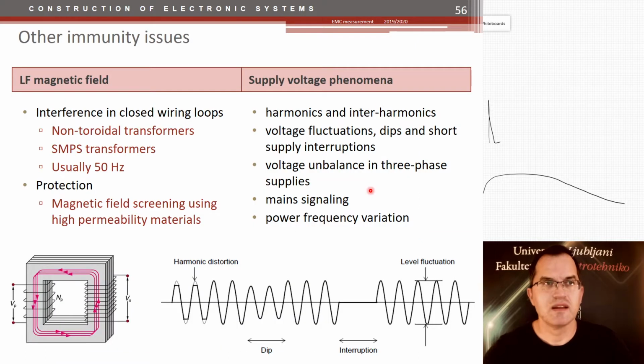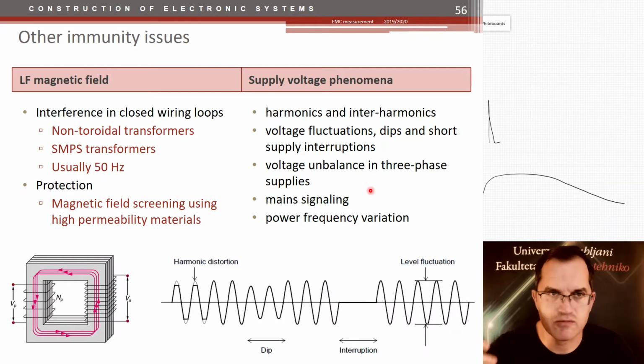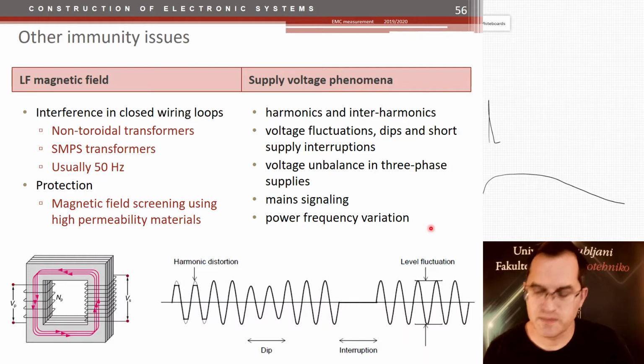And finally, other immunity issues are also measured. I'm just showing them here. For low frequency magnetic fields, special coils are used, and different supply voltage phenomena can be tested as well. And for that, we have special signal generators.